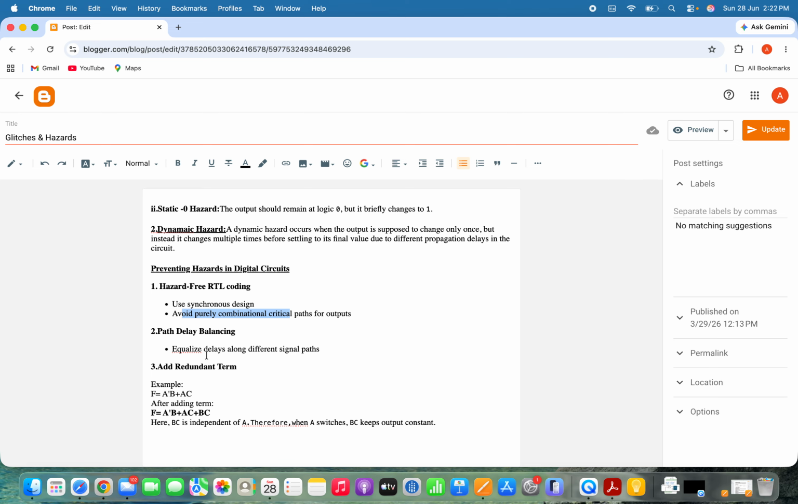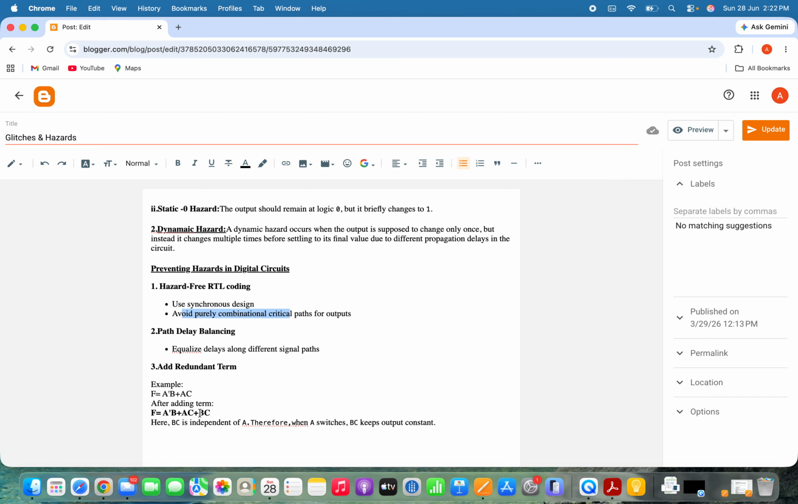And the third technique is to add a redundant term. For example, in the function f equal to a bar b or ac, we can add a redundant term bc. Here bc is a redundant term and it is independent of a, so it maintains output stability during transition and removes the hazard. So to conclude, hazards are timing related issues in combinational circuits caused by unequal delay.